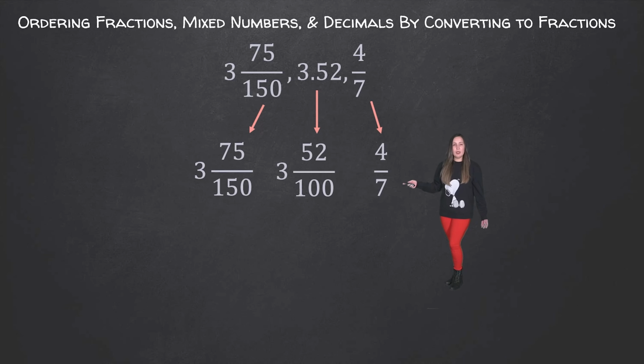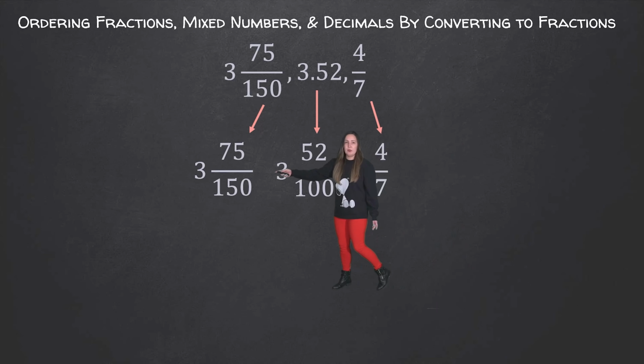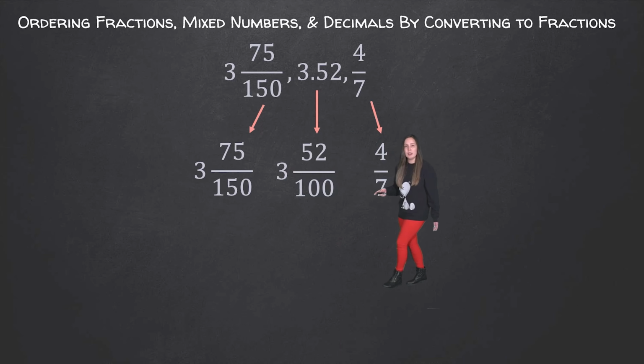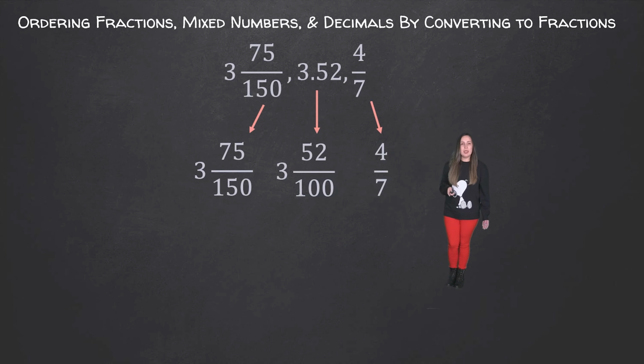Now here we have 2 mixed numbers and a fraction, and because 4 over 7 doesn't have a whole number, that automatically makes 4 over 7 the smallest value. However, 3 and 75 over 150 and 3 and 52 over 100 have different denominators, making that difficult to compare.